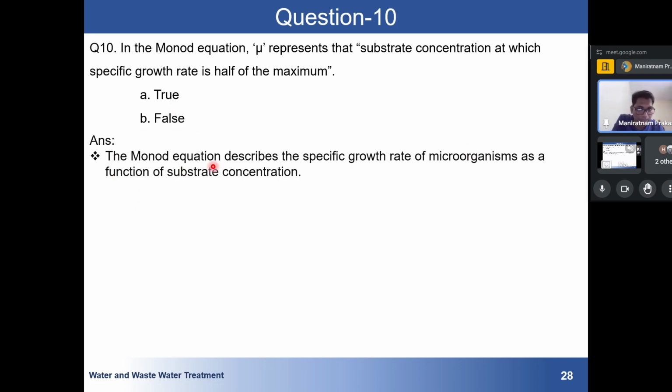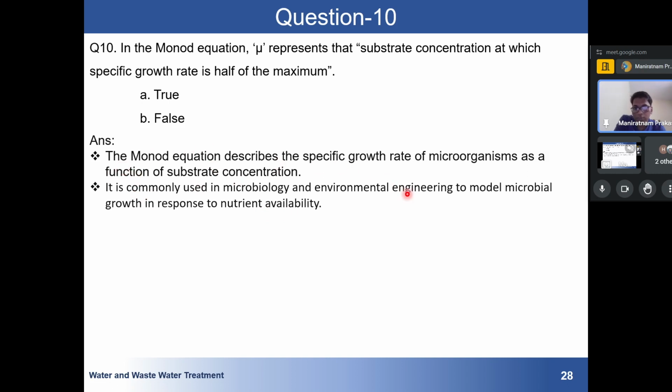For this I will refer you to one book. I have collected this data from a book on biological treatment units by a foreign author. I will share that book at the end of the lecture.